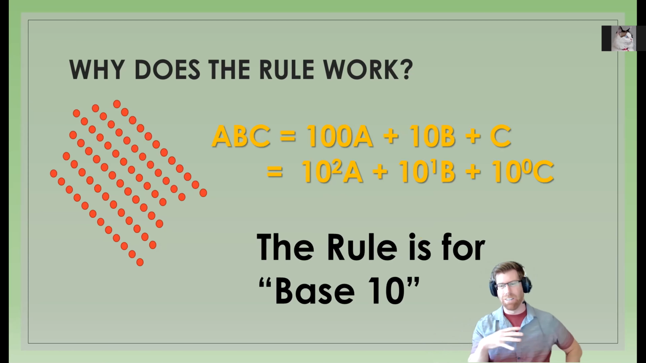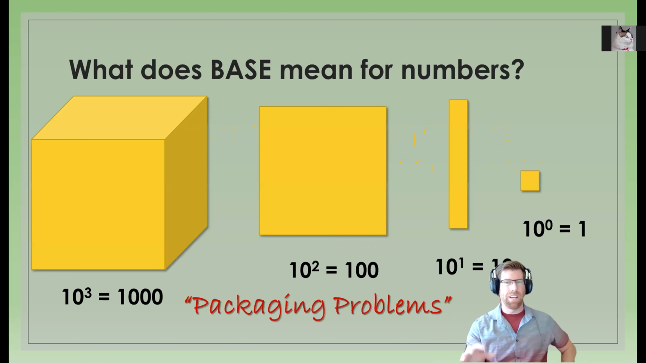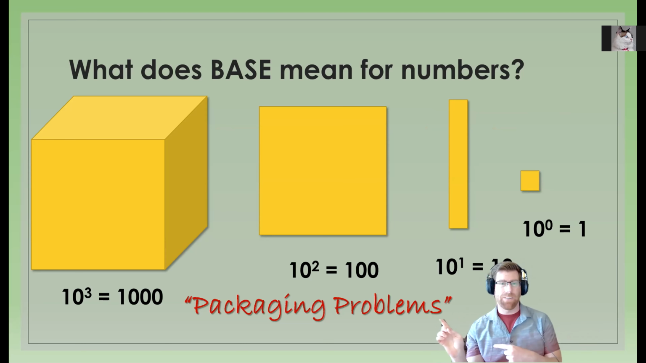I think what we need to explore then is, what does another base system look like? So here is kind of how I think about what base means. Here I have my 10 to the 0, and that's 1. So I think of these as packaging problems. And I can't take credit for this idea.